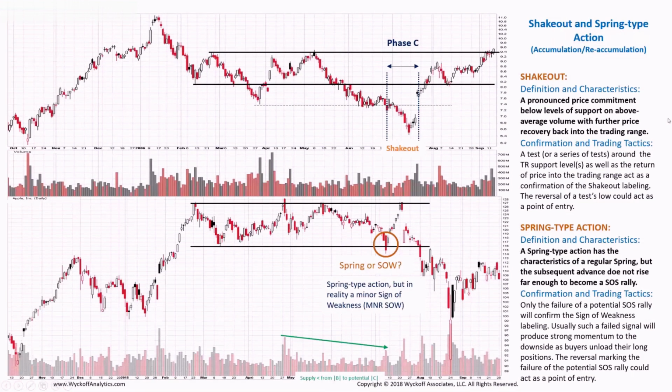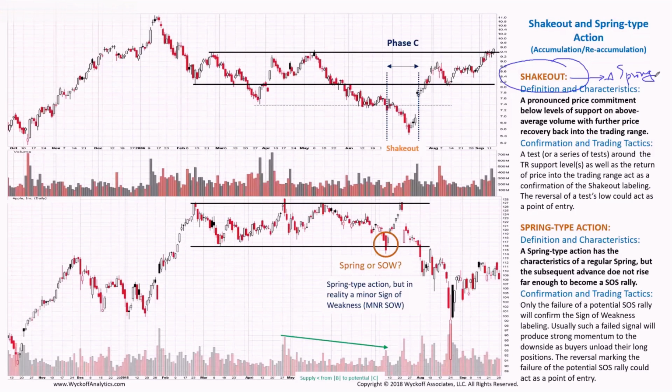Let's talk about shakeouts and sprint type actions. All right, so we've discussed sprints, and I mentioned to you guys that Wyckoff actually did not have a definition of a sprint. What he had is a definition of a shakeout or a terminal shakeout. And the difference between a shakeout and a sprint: we said that the sprint is either an attempt or a temporary commitment below the support level.